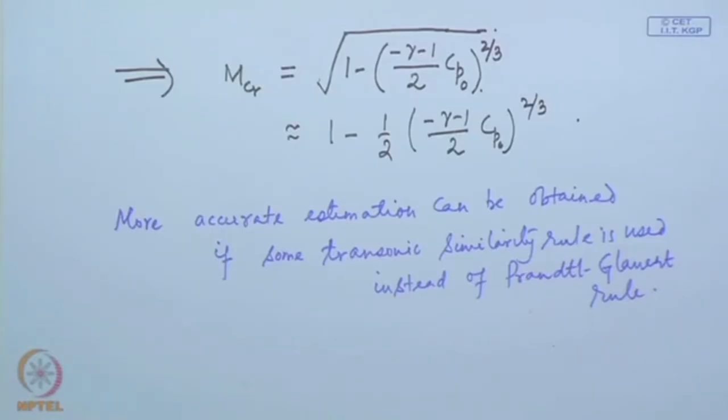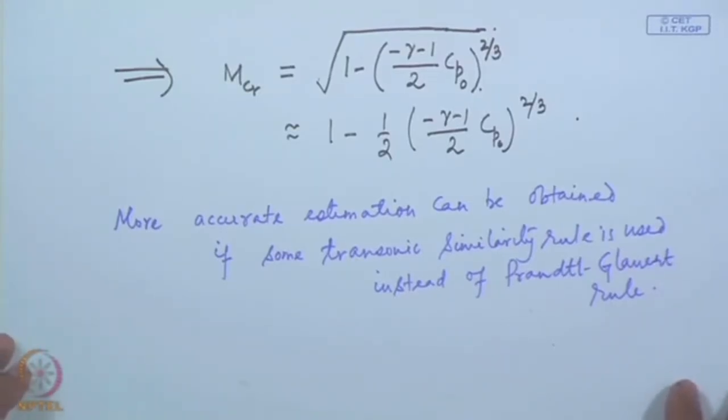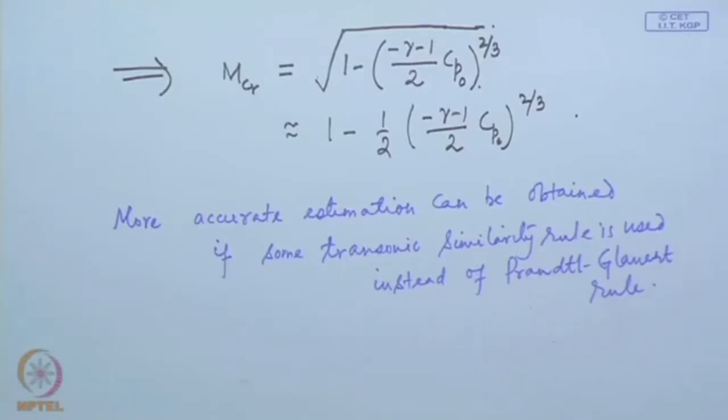So, if we change the shape of the airfoil so that the acceleration is milder, then we can have an airfoil in which the critical Mach number is still increased. Eventually, this is the practice followed for designing the supercritical airfoils. So, this is all about estimating the critical Mach number.